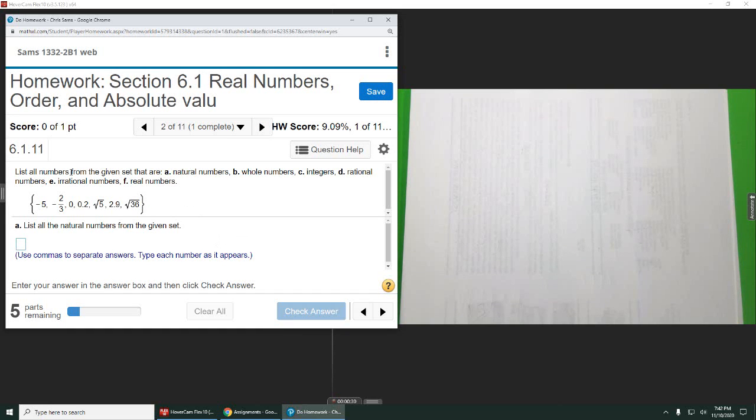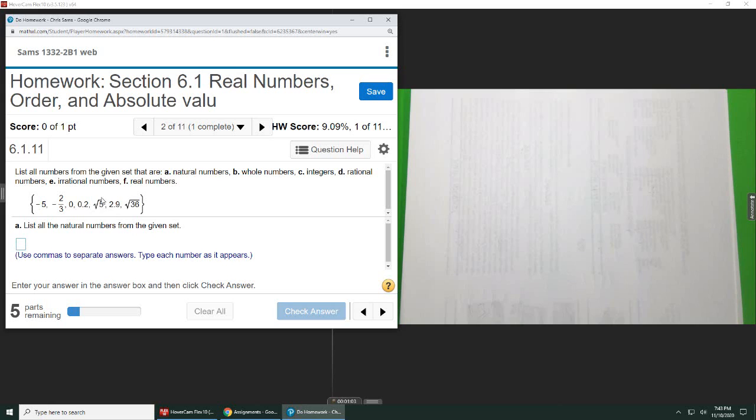And then number 2, we want to list all the numbers from the given set that are, and we have 6 parts, so it says 5 remaining, that are natural numbers. And then we're going to do whole numbers, integers, rational numbers, irrational numbers, real numbers. Okay, so from this group, the natural numbers are just positive whole numbers. All right, this is not positive, this is not positive. 0 is not included because it's not positive. 0 is what we call a neutral number.